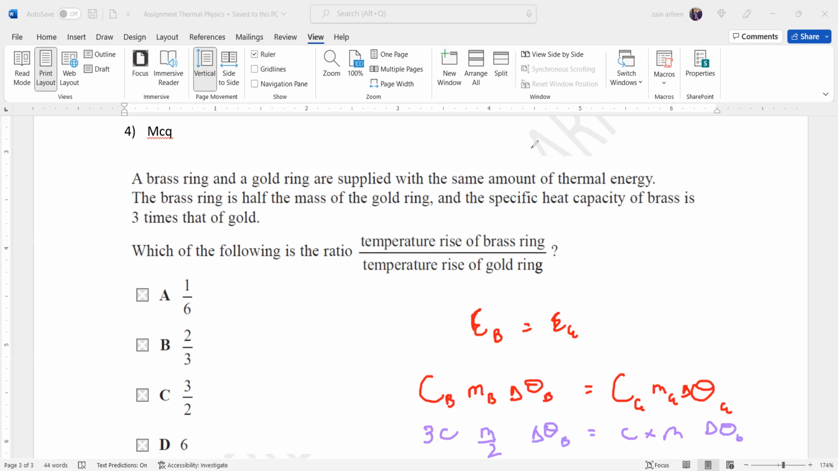When we simplify, m will cancel with m, C will cancel with C. So we are left with 3 delta theta of the brass divided by 2 into delta theta of the gold. But we need the ratio of the temperature change, so the temperature change of brass divided by the temperature change of gold is equal to 2 by 3. That's why B will be the right statement.